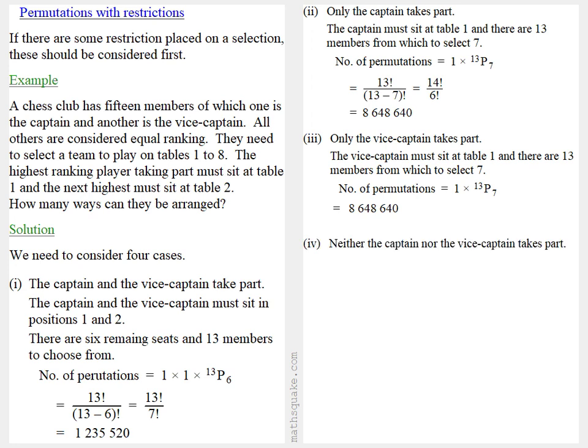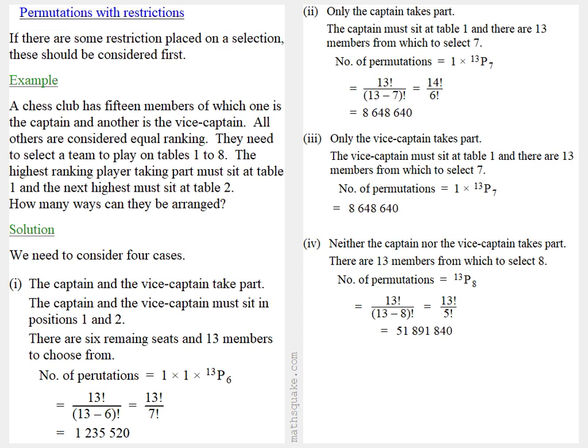Now the last case, neither the captain nor the vice-captain take part. And now we've got 13 members from which to select 8. So the number of permutations is 13P8, which is 13 factorial over 13 minus 8 factorial, or 13 factorial over 5 factorial, which is 51,891,840.